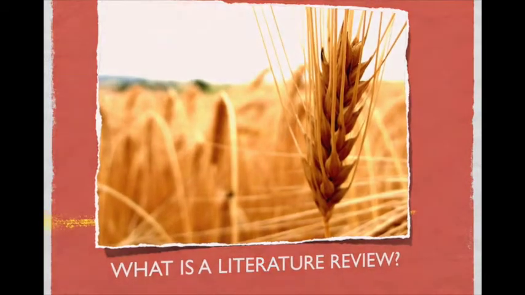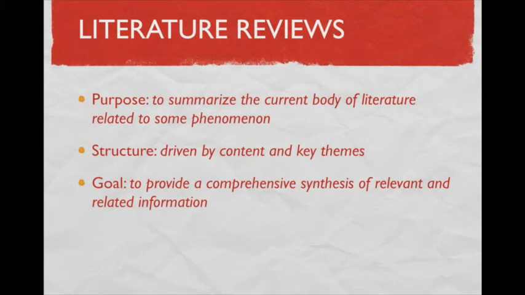And so our text gives us some information about this. A literature review is used to summarize the current body of literature related to some phenomena. So let's say that you have a particular topic of interest for your HAT. So it's customer service, or it's leadership, or maybe it's looking at a particular opportunity within an organization. What we want to do is to know what's actually out there. How do we even begin to summarize what we know about something?